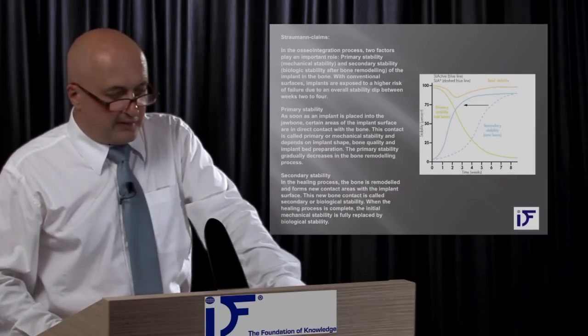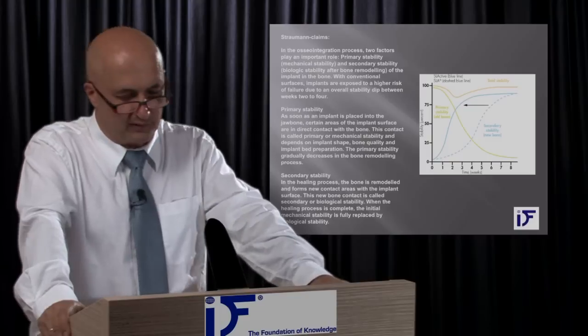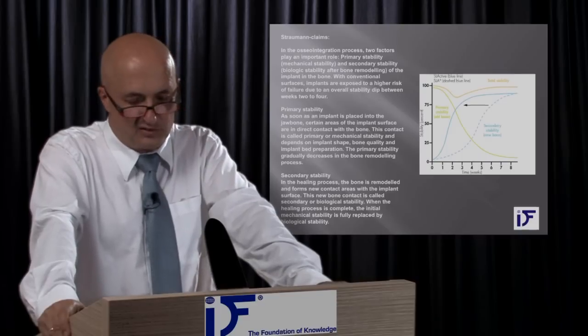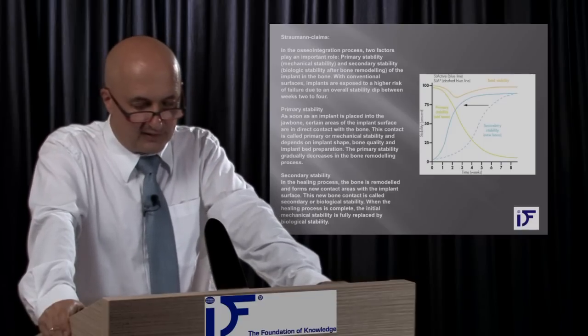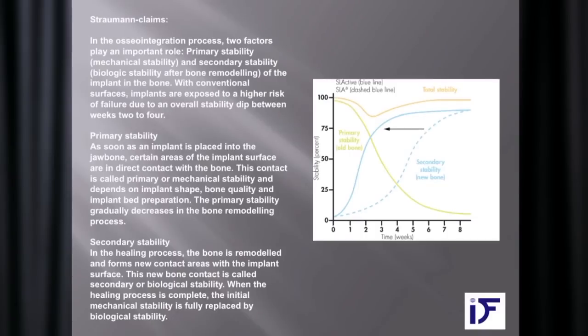Now, having said all this, I want to show you a picture out of the Straumann advertising. You may know this picture. It's about the S-active surface. You see that this graph is quite similar to the graph which I have shown you just before. You see here, they call it secondary stability new bone.